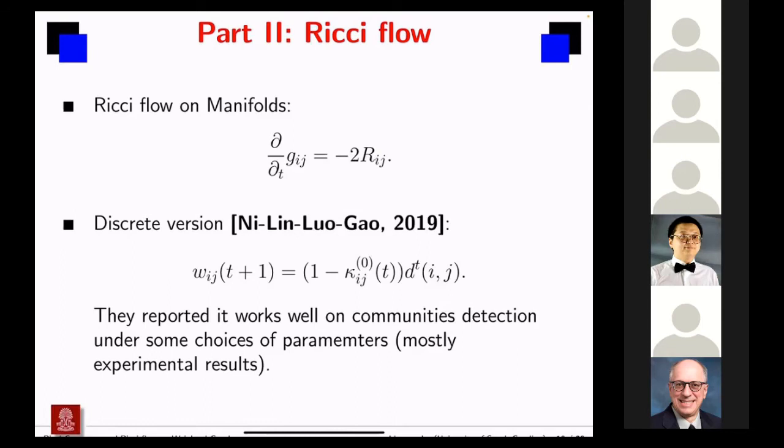The paper is almost all experimental results, instead of theoretical results. They didn't even say why the Ricci flow should exist, just that it looks like it works well. So we saw their paper and we wanted to give some mathematical theoretical results: what we can prove, whether the flow exists, and if it exists, what the limit looks like.